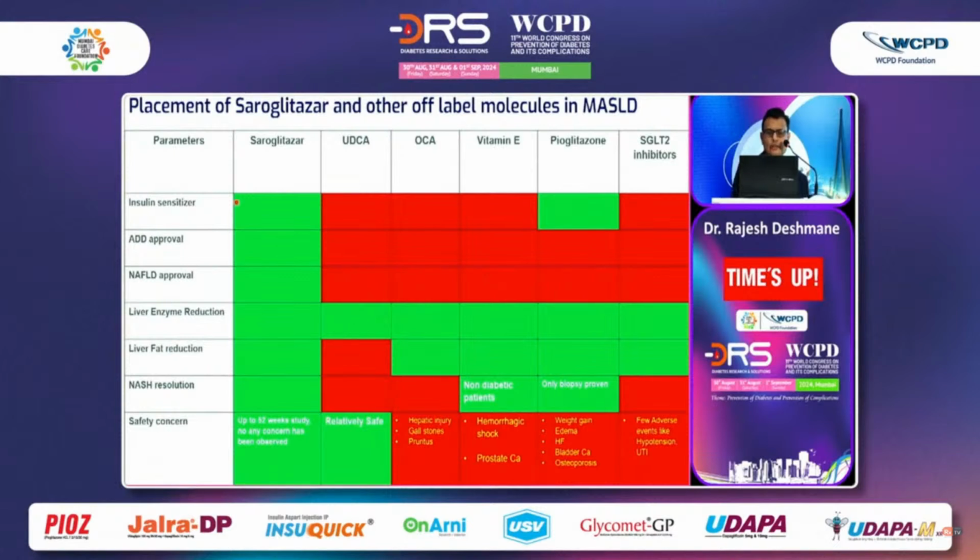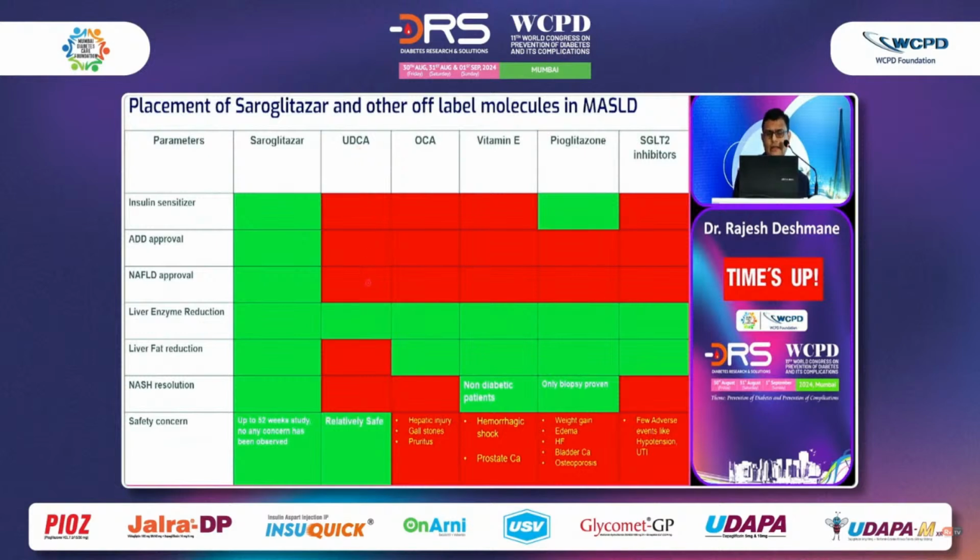Saroglitazar improves insulin sensitivity. It's approved by the American Association for NAFLD, and it's approved in atherogenic diabetic dyslipidemia. There is a reduction in liver enzymes, a reduction in fat content, and NASH resolution. Hepatitis resolution is seen. And safety, yes, it's very safe.